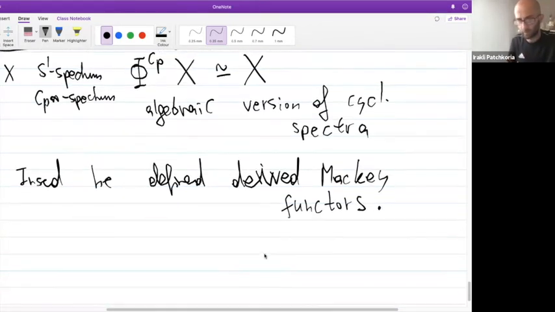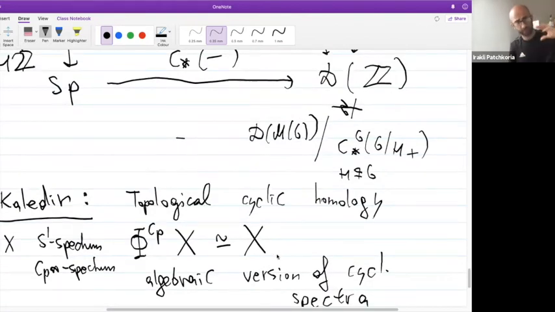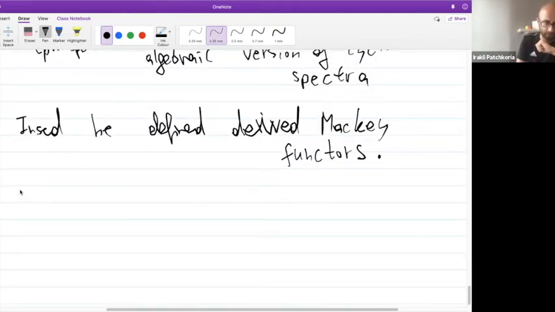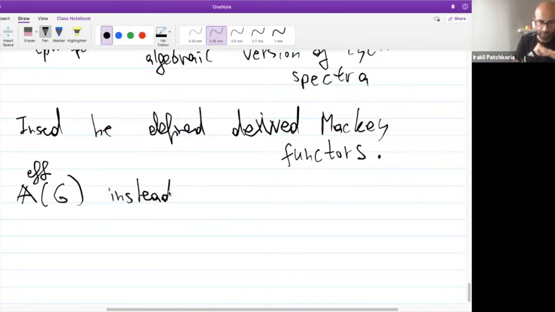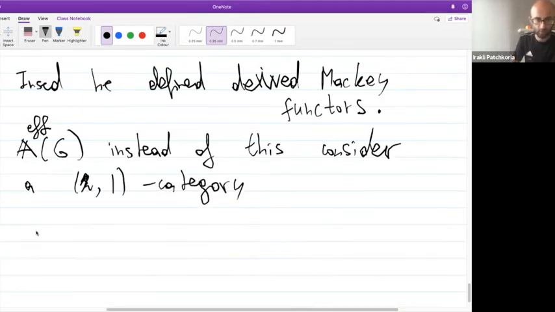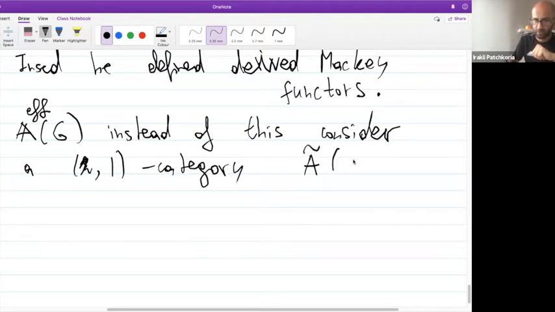Right. Now, don't get confused. A derived Mackey functor is a different thing than the derived category of Mackey functors. So a derived Mackey functor will be a different type of object. Now how he did it is that instead of this AG, which we considered, this effective AG, consider a very similar category, but a 2-1 category, with the same objects. I will denote it by A twiddle G. This is an intermediate category I will be using anyway, so I don't have to introduce a special notation for this.